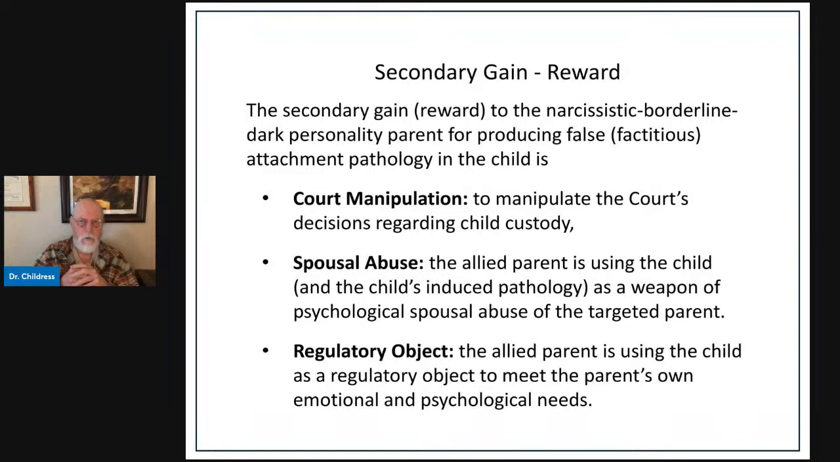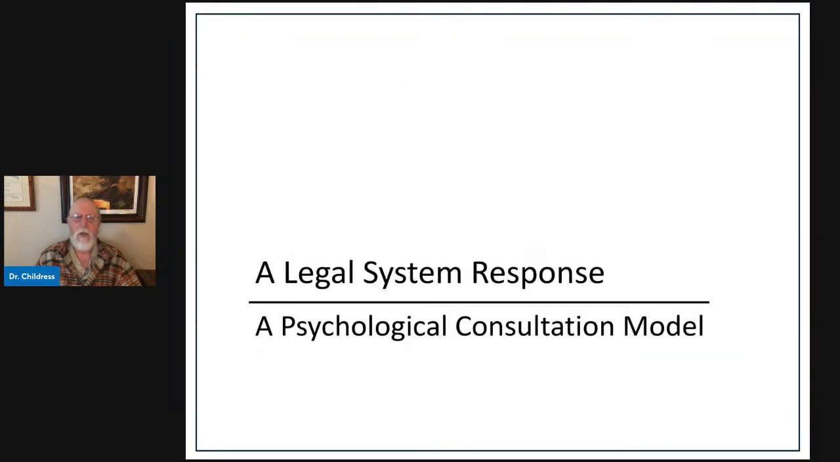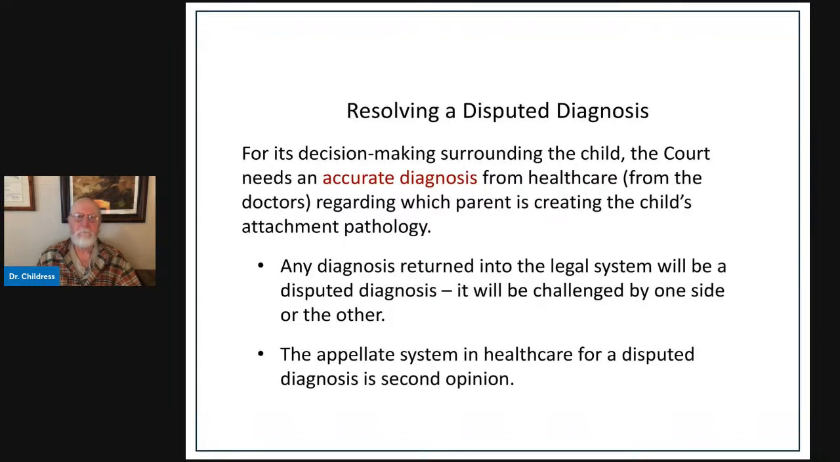And the third potential secondary gain or reward to the pathological parent is using the child as a regulatory object to meet the parent's own emotional and psychological needs. And again, if we reward producing pathology in the child, then we will have these dark personality parents producing false pathology in the child for their secondary gain, for the reward. So the legal system response that I recommend is a psychological consultation model.